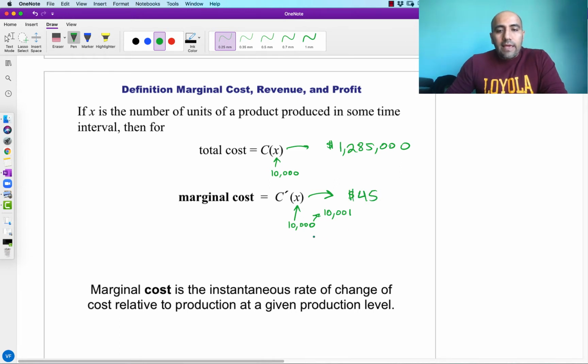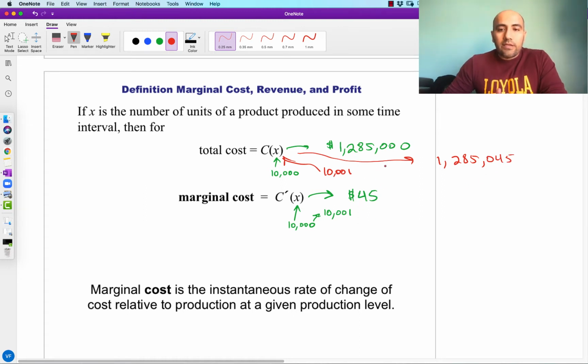What would that mean? It would mean that if I want to change my production level from 10,000 to 10,001, that means that this guy will go up by approximately $45, right? So if I come back up here and plug in the 10,000, and then I want to plug in 10,001, then my expectation is that the total cost function will then be 1,285,000 and then an extra $45 because of that.